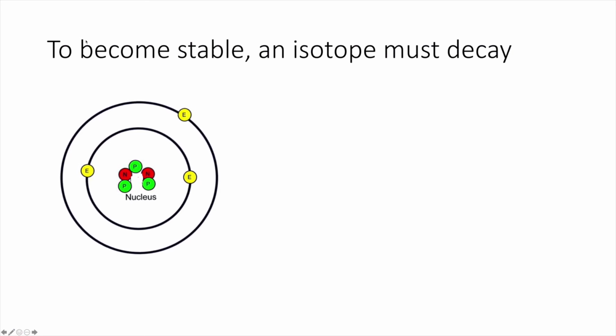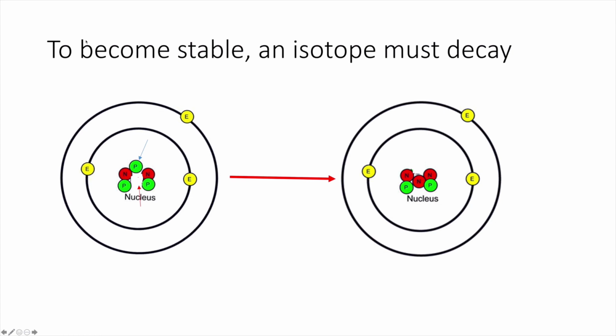So here's an arbitrary isotope. It's quite unstable because it's got 3 protons, it's only got 2 neutrons. It's missing a neutron, so it's unstable, and one of the ways it might be able to do that is to break down this proton into a neutron. So in doing so, it has been able to become stable.